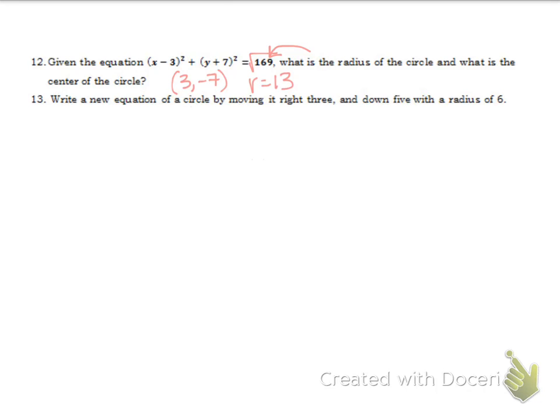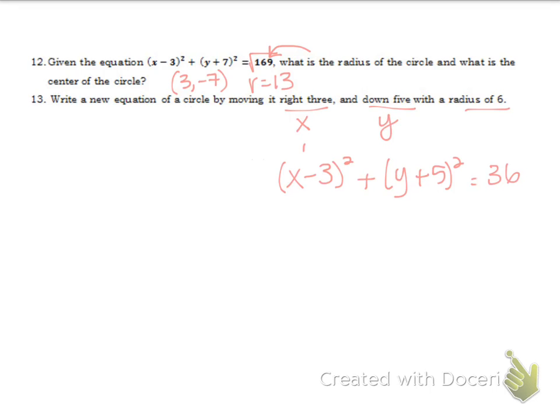Okay, write an equation of a circle by moving it right 3, down 5, radius 6. Okay, so left and right is going to be where my x is, because that's my x-axis. Up and down is going to be my y-axis. So that's where we're going to be plugging them in. So it's always the opposite of what you think. So right, you think positive, but this one's actually going to be minus 3. And then down, you would think negative, but you have to do the opposite. So it's going to be plus 5. And we have both of those squared, and it's equal to my radius squared. Well, 6 squared, when I put it in, will change to 36.